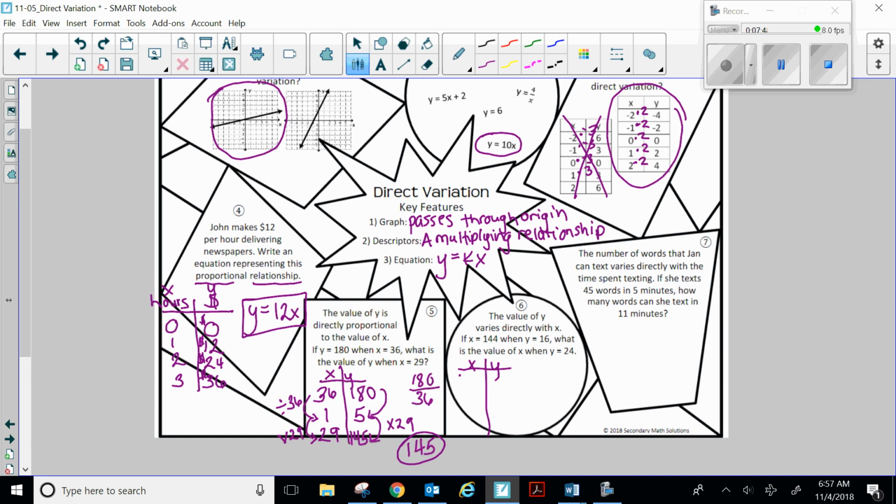So if x is 144 and y is 16, once again, I can find my unit rate. So I'm going to do 16 divided by 144, and that's going to give me 1/9. I would definitely want to use my calculator for that. And I'm looking for my value when y is 24. So I know that if my unit rate is 1/9, I'm multiplying by 1/9.